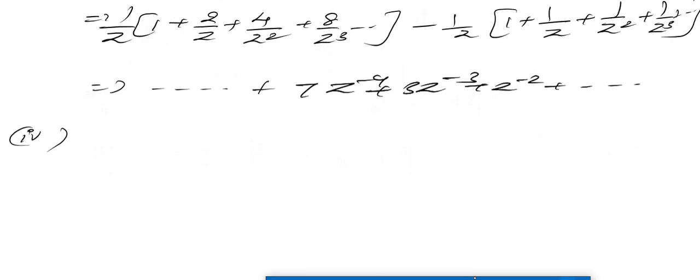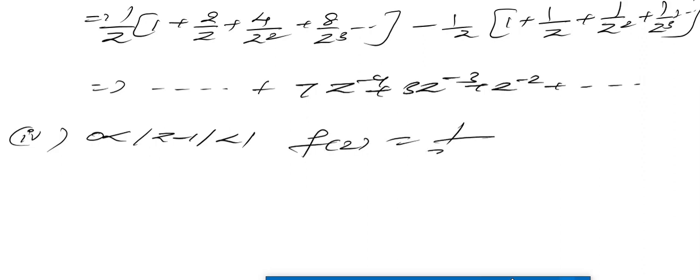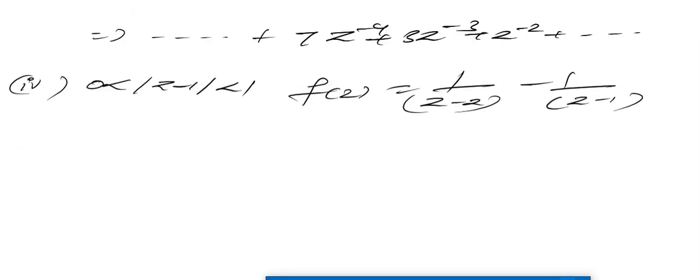Coming to the fourth part, the region is given as 0 less than mod z minus 1 less than 1, and f of z is 1 by z minus 2. After applying partial fraction, 1 by z minus 1. So consider the region 0 less than mod z minus 1 less than 1. This doesn't have any implication on our function. So mod z minus 1 less than 1. It's very clear our z function is less than 1, so we don't have to simplify anything. Here we don't have to do anything because 0 is less than the given value 1.